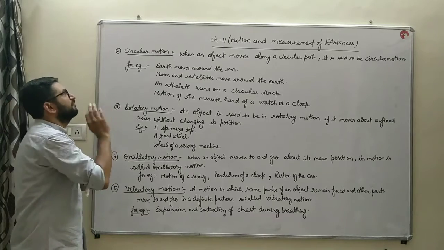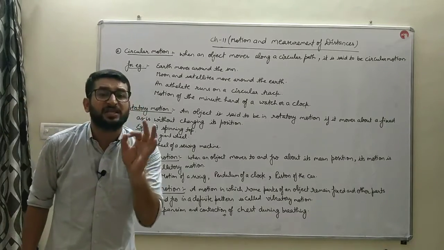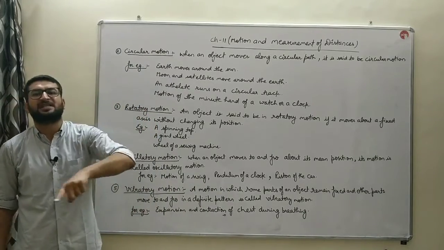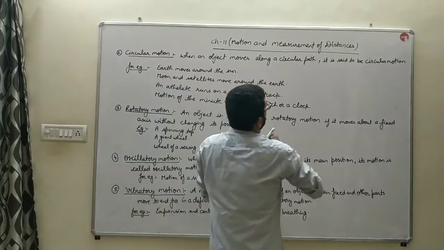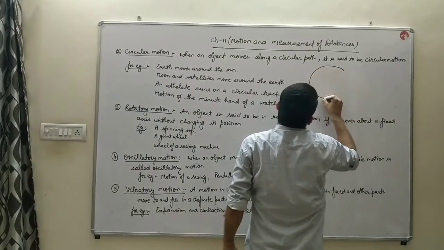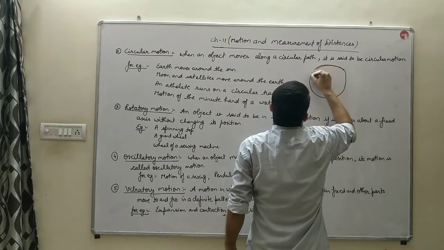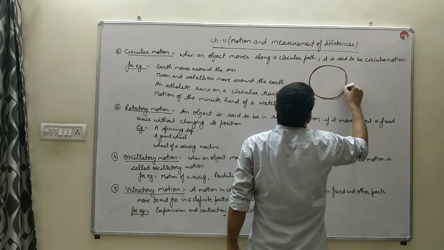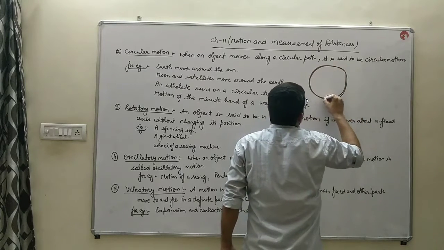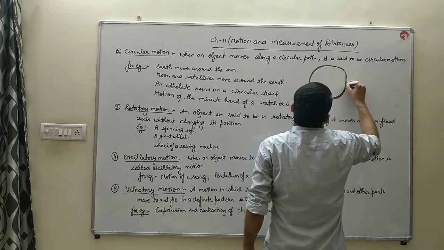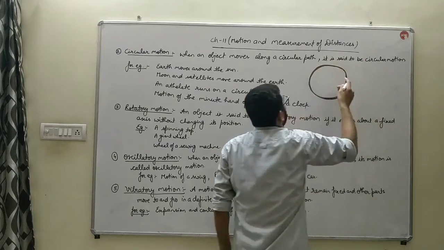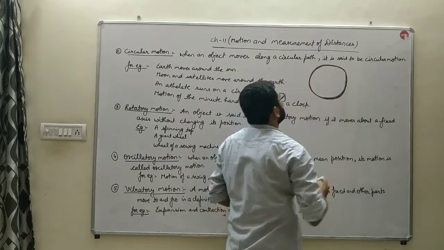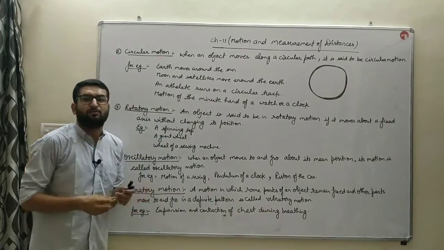The second form of motion which we have to discuss is circular motion. When an object moves along a circular path, along the circumference of a circle, that is known as circular motion. For example, an athlete runs over a circular path. A track is made on a circular path, children, and the athlete runs on this path, this boundary. So that motion is known as circular motion.